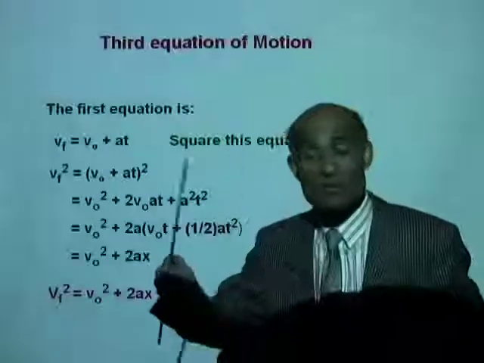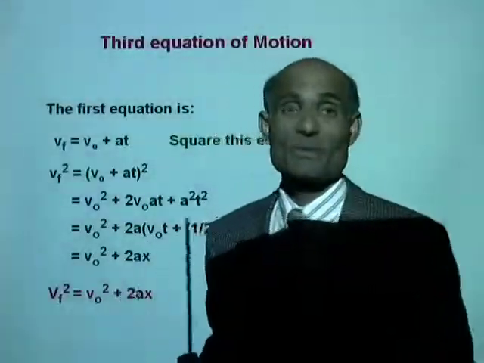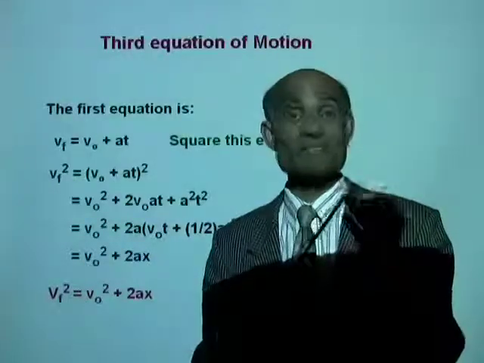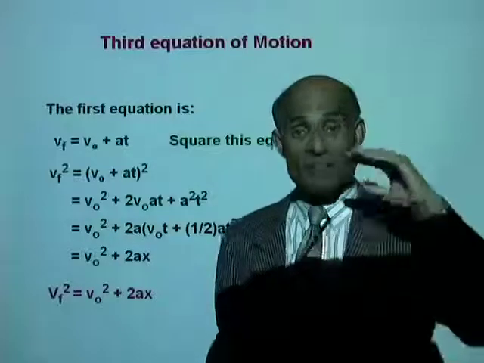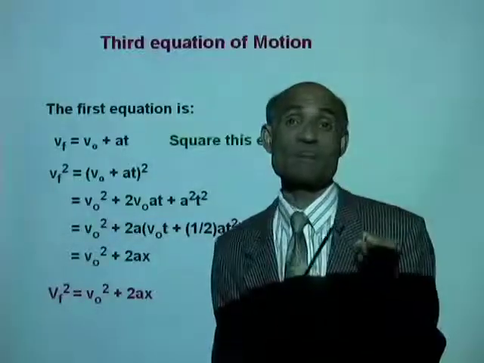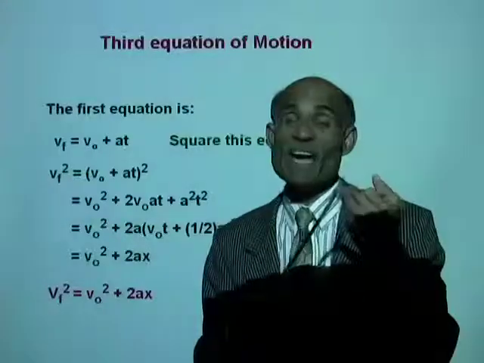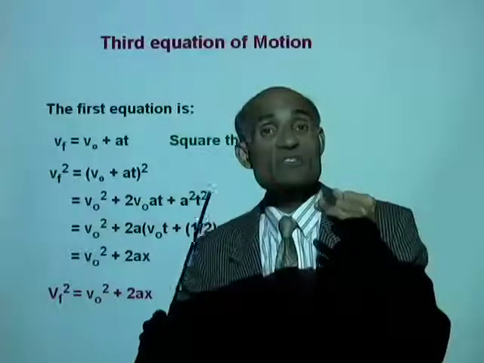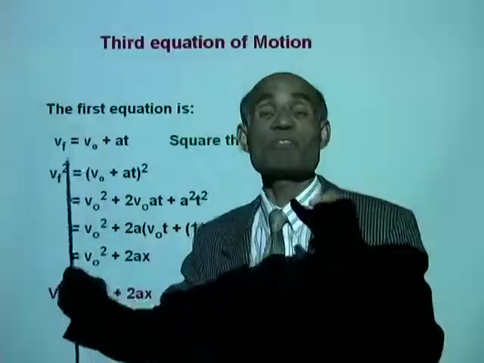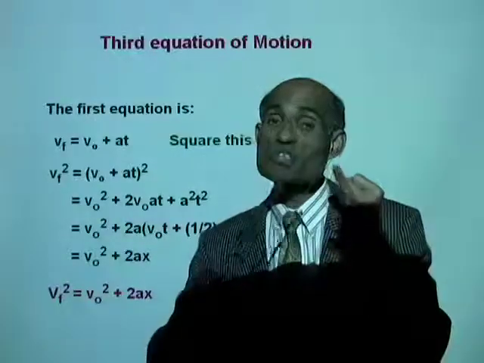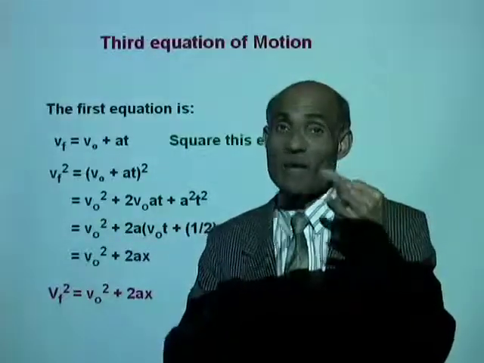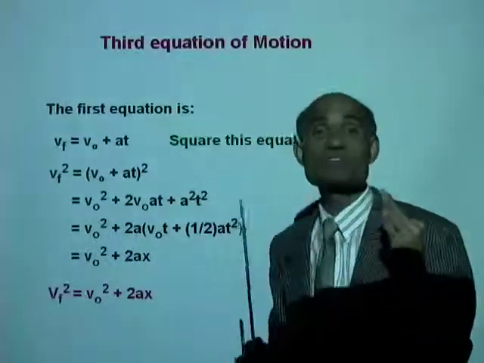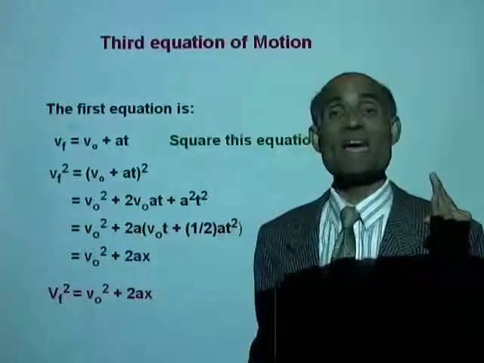I want you to write down these equations and learn them. The first equation is Vf equal to V0 plus at. That doesn't contain the displacement x. The second equation, x equal to x0 plus V0t plus 1/2 at squared. That equation does not contain the final velocity. And the third equation is Vf squared equal to V0 squared plus 2ax.